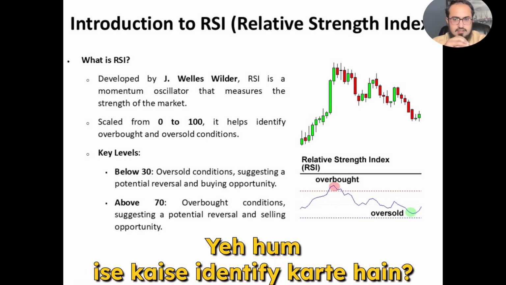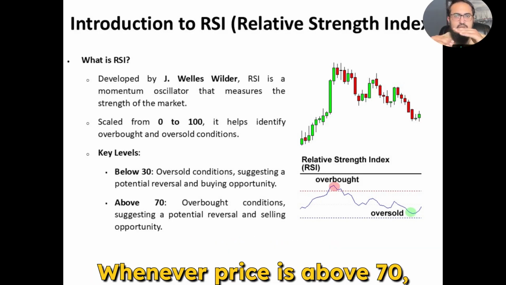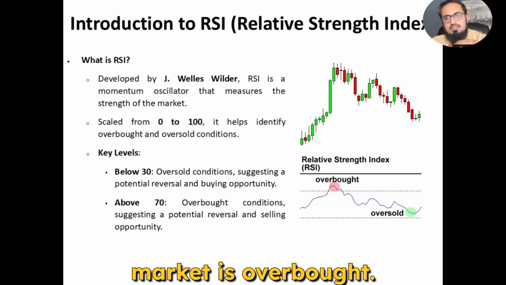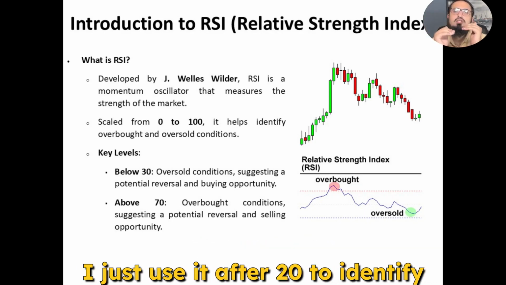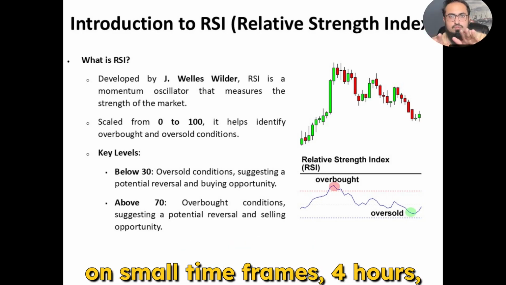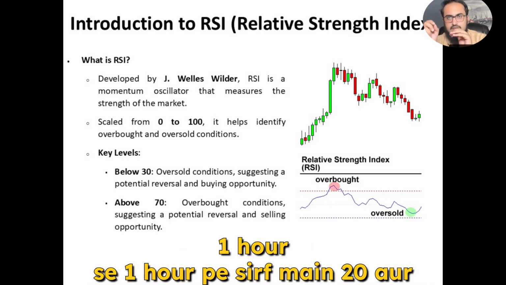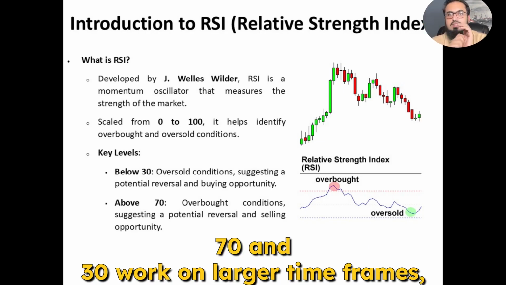And how do we identify this? Whenever the price is below 30, the market is oversold. Whenever the price is above 70, the market is overbought. But I prefer to use it sparingly. I only use it after identifying oversold below 20 and overbought above 80 on small time frames and 1 hour. I only use the 20-80 levels. 70-30 works on larger time frames like daily and weekly.